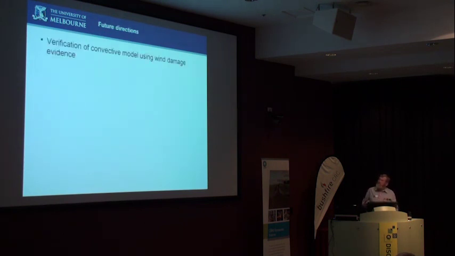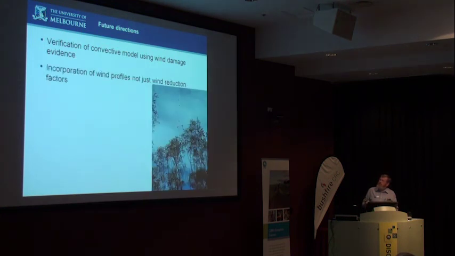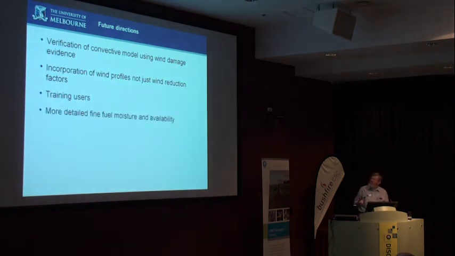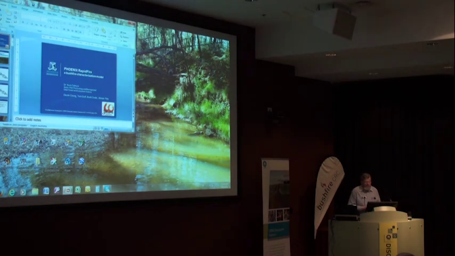In terms of future directions, we need to basically verify what we've done with the convective part of it. We're looking at incorporating a dynamic wind reduction factor, so we're doing some work on that at the moment. We need to train the users better to use it, more detailed fine fuel moisture and availability, improved asset impact models for the vulnerability side of things.